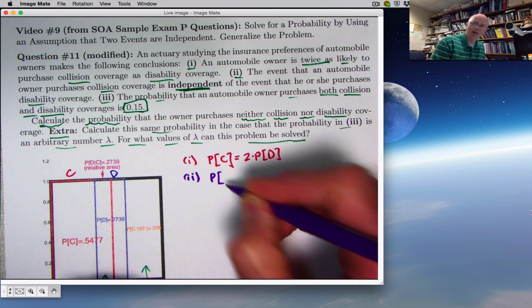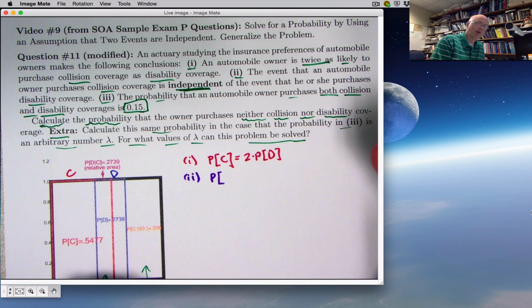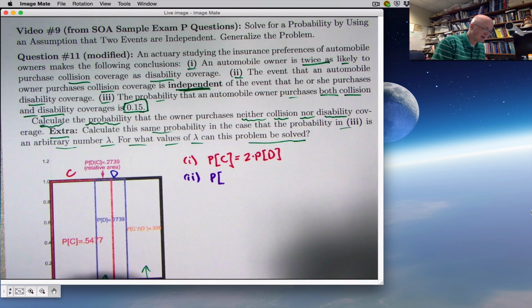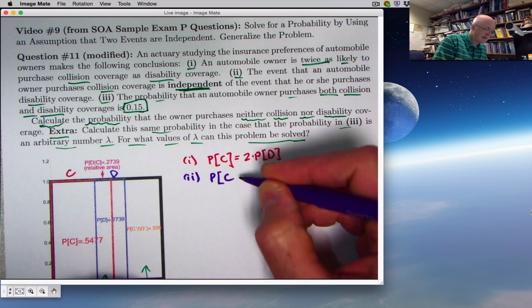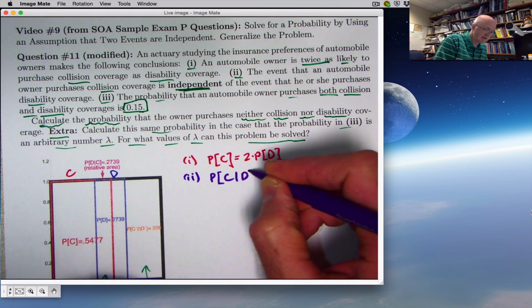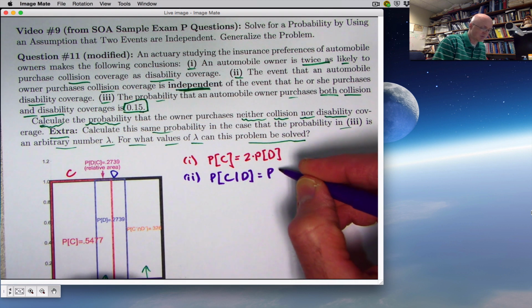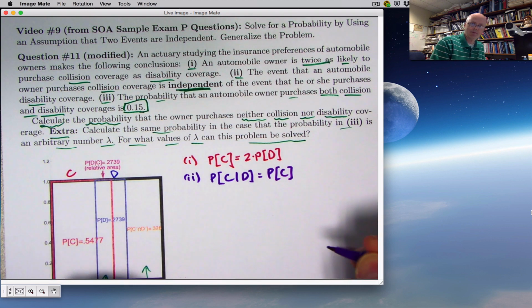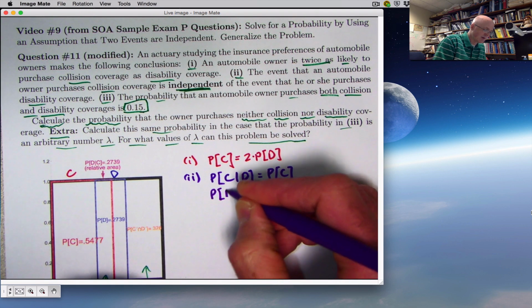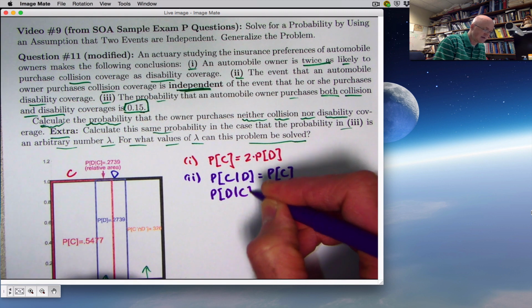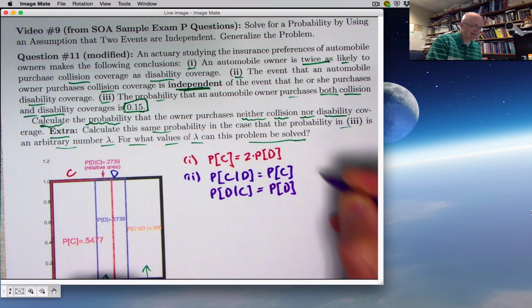Like I said a few minutes ago, that means the conditional probabilities are equal to the ordinary probabilities. Oh, you got to be careful to get the order right. The conditional probability of C given D is the same as the ordinary unconditional probability of C. And vice versa, if you switch the roles of C and D around, the conditional probability of D given C is the unconditional probability of D. That's independence.